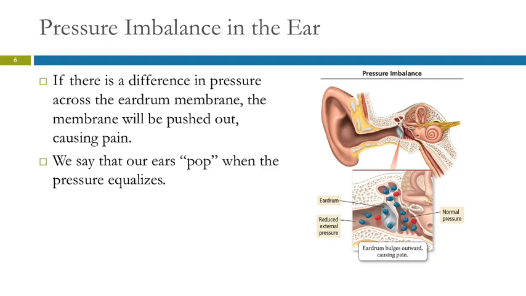What about a baby? Well, for a baby, you want to give them something to suck on or something to drink, just to get that moving. And it's a bigger problem with young children because their eustachian tubes are smaller, and so it's harder for them to equalize.